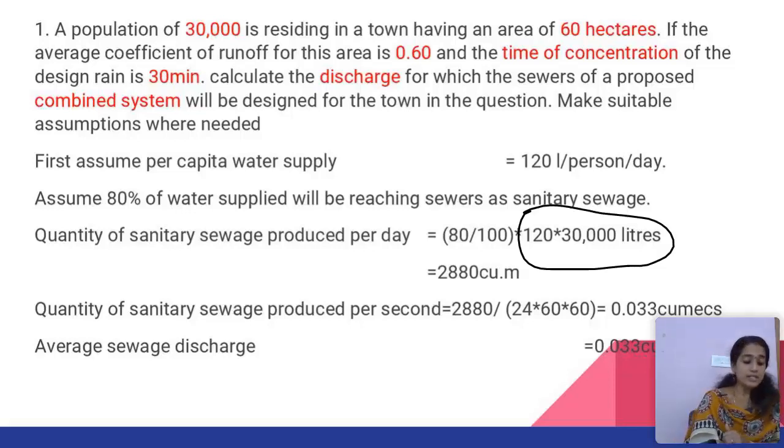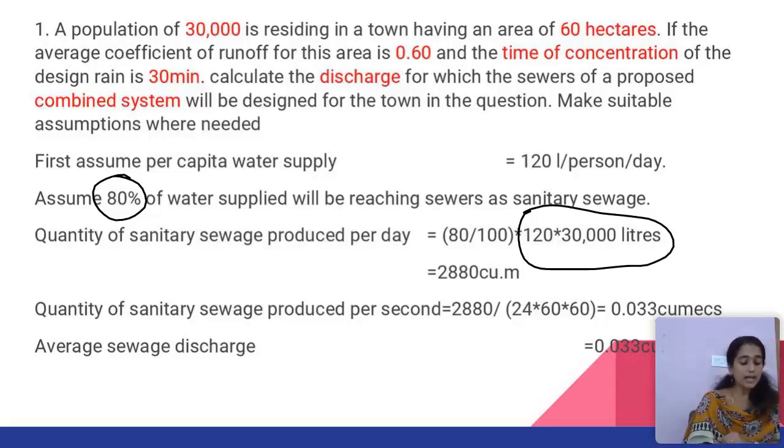And assume 80% of the water supplied will be reaching sewers as sanitary sewage. So we have to calculate the quantity of sanitary sewage produced per day. That is 80% of 120 into 30,000. That is 80 by 100 into 120 into 30,000. That is 2,880 meter cube. This liters is converted into meter cube.